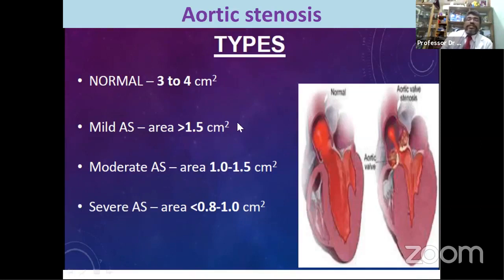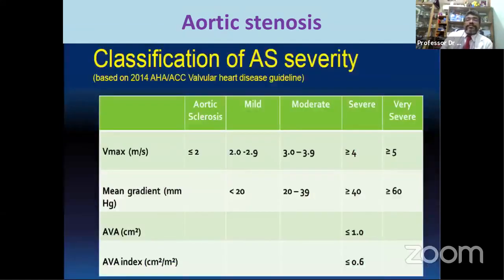So depending on the aortic valve area measurement, we divided aortic stenosis into 3 groups: mild, moderate, and severe. And depending on the severity, we also consider the aortic valve mean gradient. If the mean gradient is less than 20, then it is mild. If the gradient is 20 to 39 millimeter mercury, then it's moderate. If it is more than 40, it is severe, and if more than 60, then it is very severe.